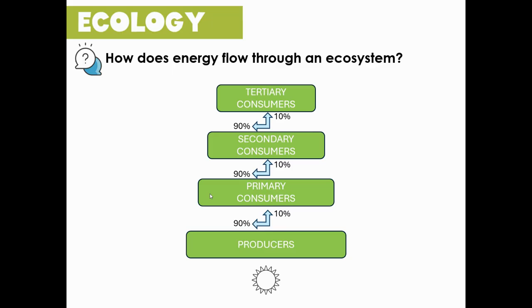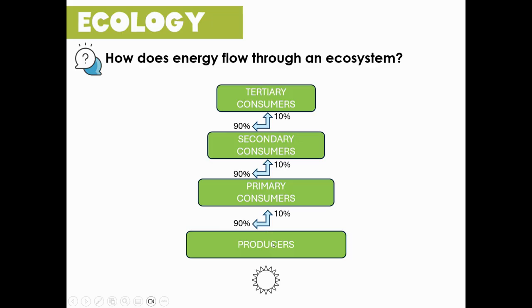This is a trophic pyramid, so we start with our producers at the bottom, and then primary consumers come next. These are things that feed on the producers, and then your organisms that feed on the primary consumers are going to be called secondary consumers, and then organisms that feed on the secondary consumers are called tertiary consumers. And so I put a little 10% here to remind you about the rule of 10.